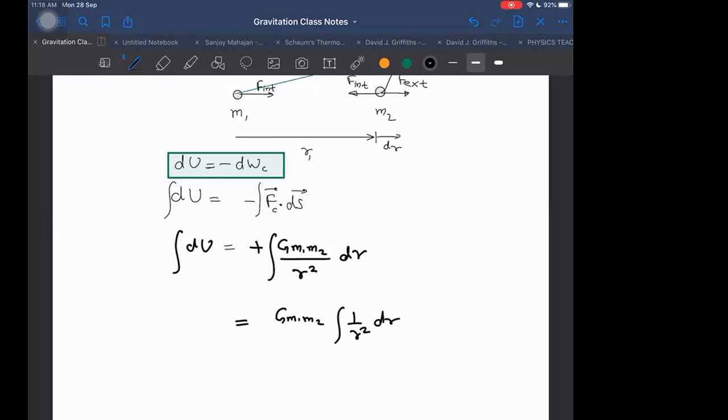And this r1 to r2, or wait a second, why am I writing limits? I think without limits is better. I will just write it as U, and I will add some integration constant U naught finally, not now, in the next step after integrating. This I will write as U. This I will get as G m1 m2 by r with a minus sign, plus integration constant.